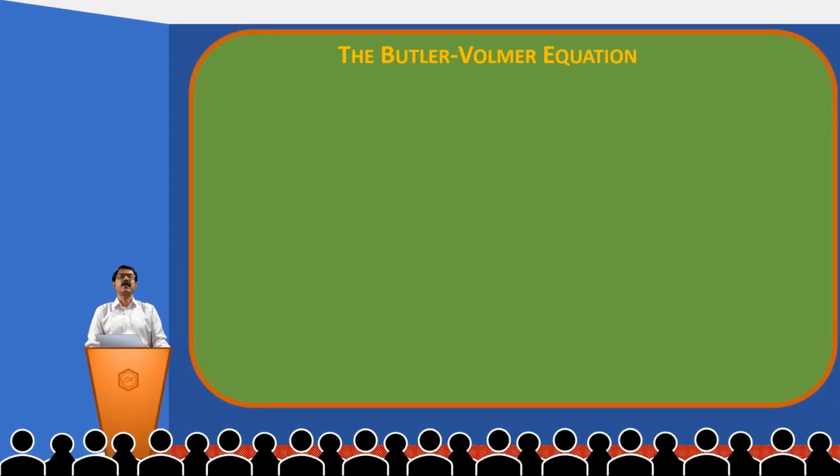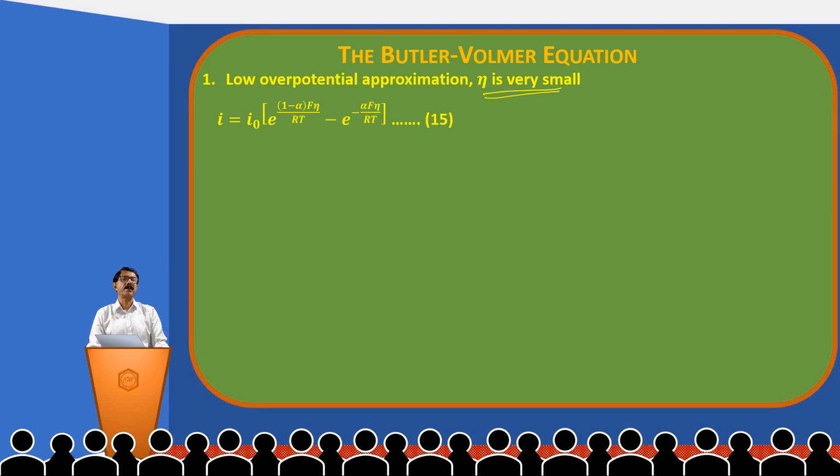We shall now consider two special cases of the Butler-Volmer equation. One at low overpotentials and two at high overpotentials. Let us take the first case where eta is very small. When eta is very small, the exponential terms within the bracket of equation 15 will be very small. So we can use the following approximation for exponential terms. That is, e raised to x is equal to 1 plus x plus x square by 2 factorial plus x cube by 3 factorial plus etc., approximately equal to 1 plus x when x is small.